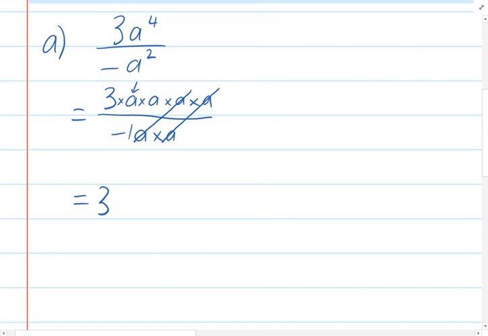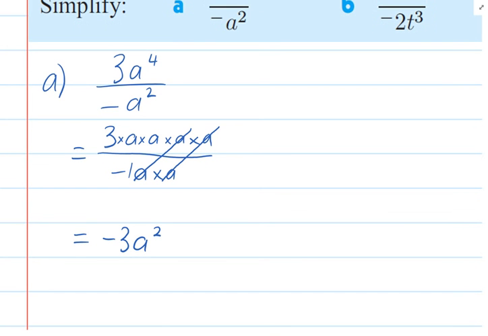And then we have 2 a's left on top, and so that's going to be a squared. I've just missed my negative there, I realise. So negative 3a squared. That's because 3 divided by negative 1 is negative 3, and we've got 2 a's left on top times each other, and so that's a squared. Okay, so that's fully simplified there, and that's the sort of working that I'd like you to show for these as well.